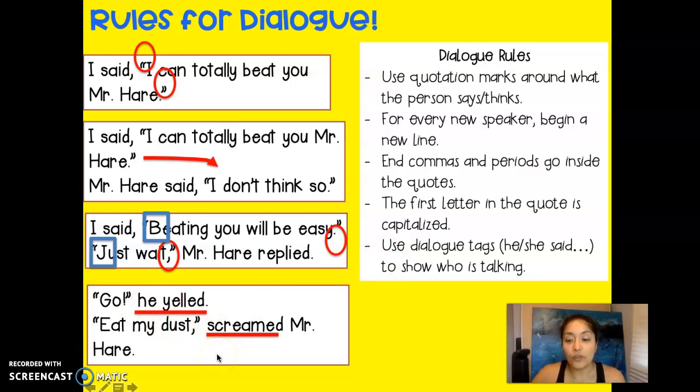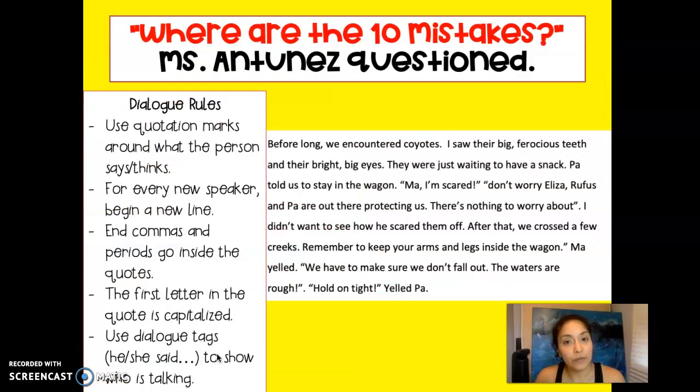All right, so here I have an example from someone in the 5th grade, and they are doing an awesome job of inserting dialogue, but they missed some rules. Actually, I added in some mistakes that this person didn't have for this example. So notice what I did here, where are the 10 mistakes? Miss Antuna's question. You see how I put the punctuation inside the quotation mark there. So see if you can find the 10 mistakes that I added in from this person's diary entry.